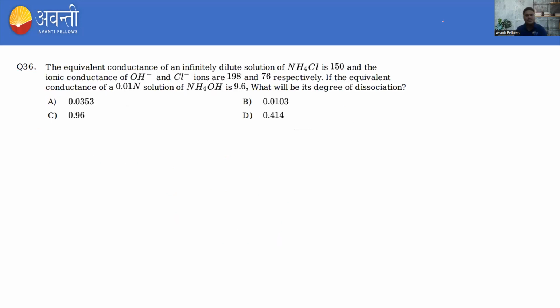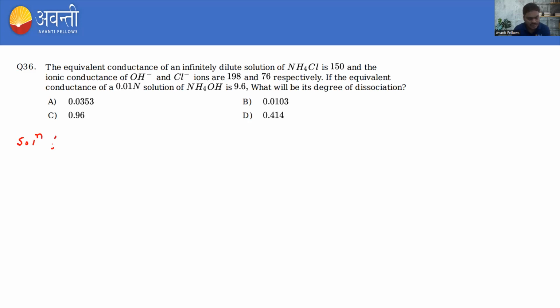Now, move to the next question. The equivalent conductance at infinite dilution of ammonium chloride is 150, and the ionic conductances of OH negative and Cl negative ions are also given, that is 198 and 76 respectively. Now, if the equivalent conductance of a 0.01 normality solution of ammonium hydroxide is 9.6, what will be its degree of dissociation? So you need to calculate its degree of dissociation.